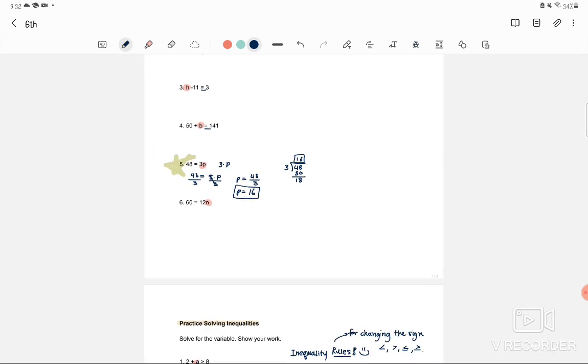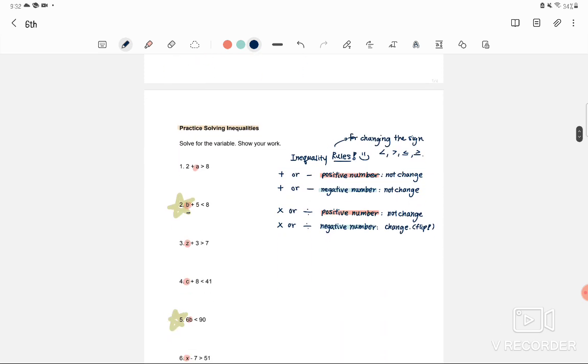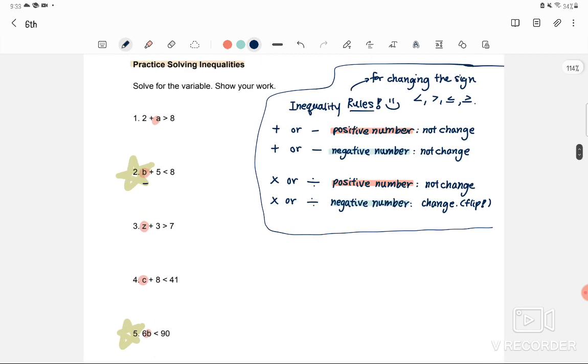It also works for division too. You just have to multiply by the number. Okay, let's do inequalities. For inequalities, these are the rules that you have to remember, and you can read this later and memorize it. So let's do number 2.